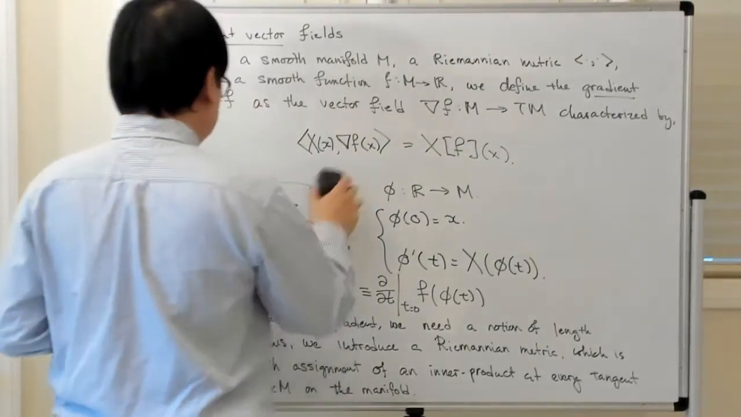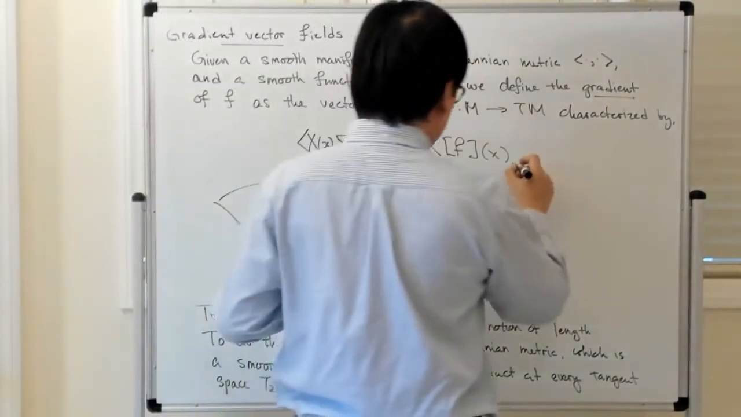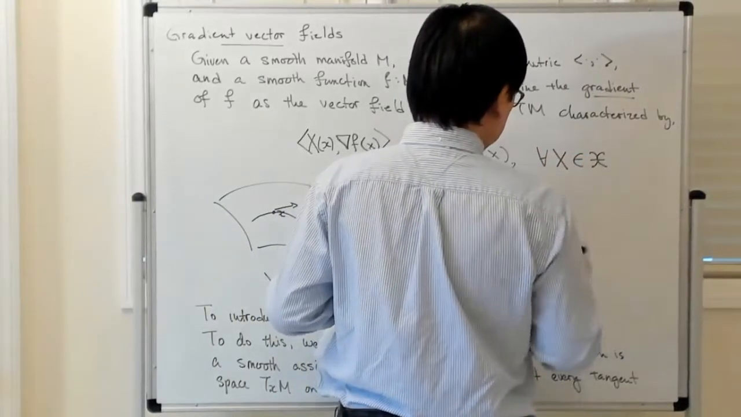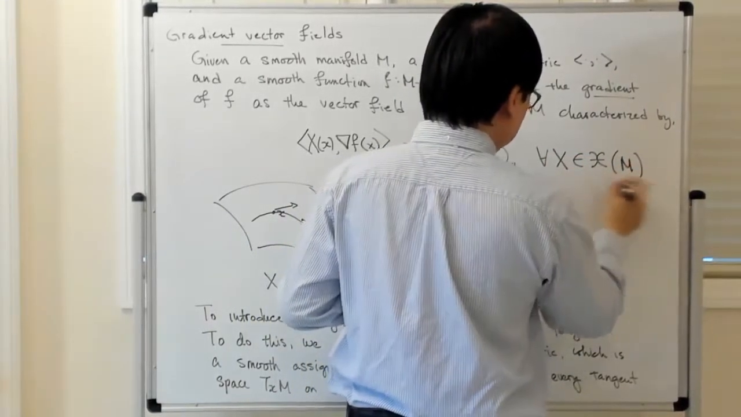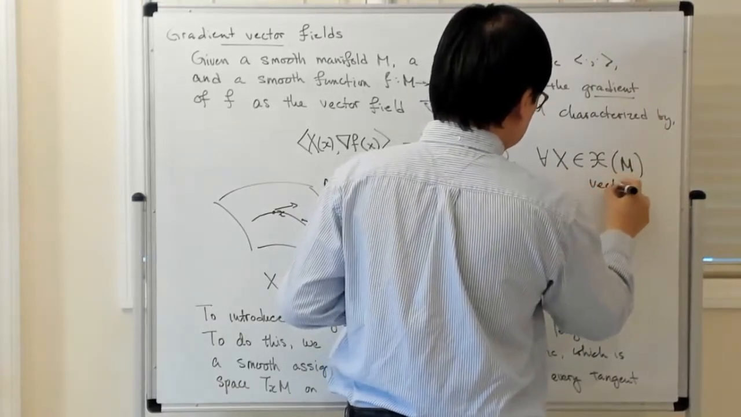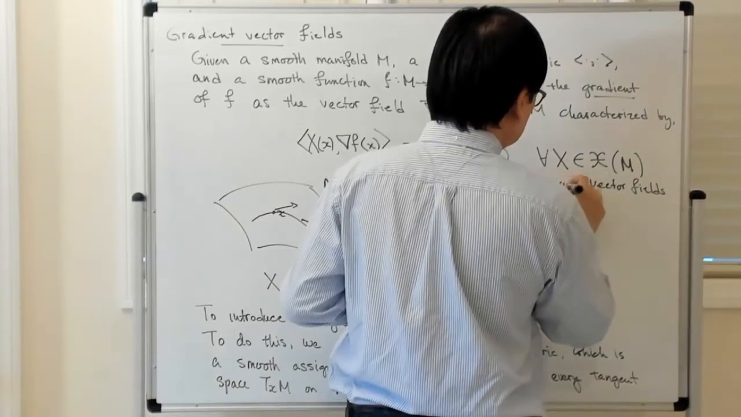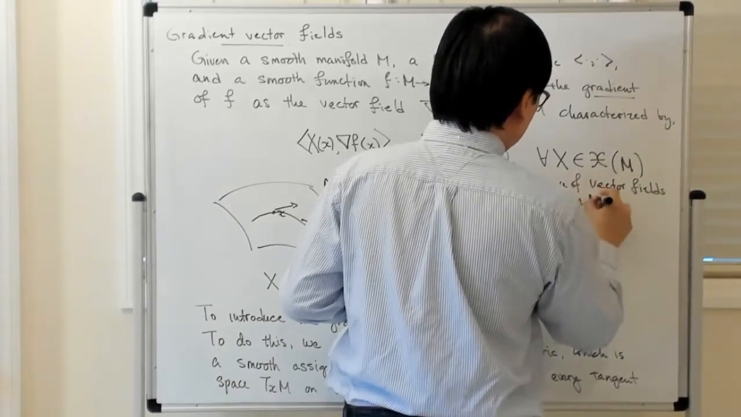So that, and then this has to hold for all vector fields in the space of vector fields on M. So this is the notation for saying vector fields. So the space of vector fields on M.